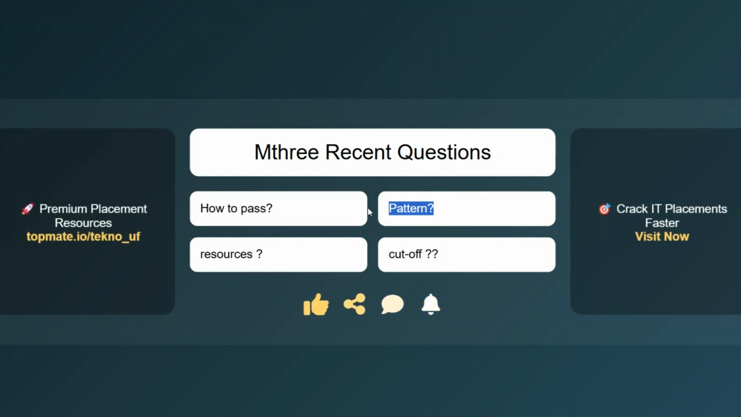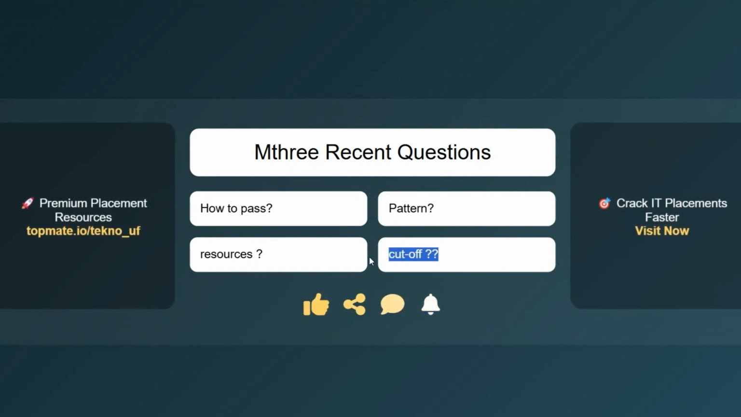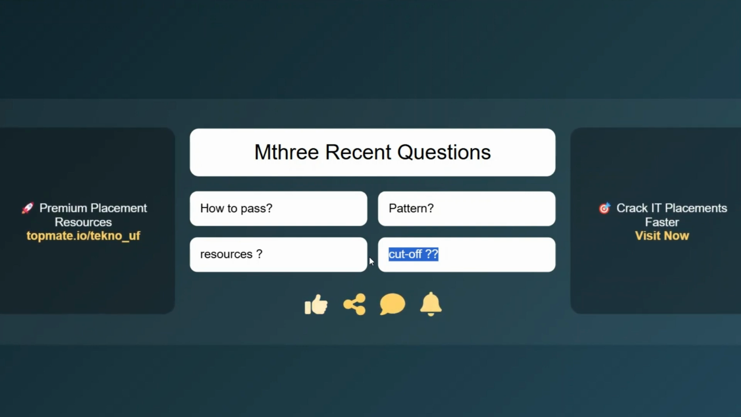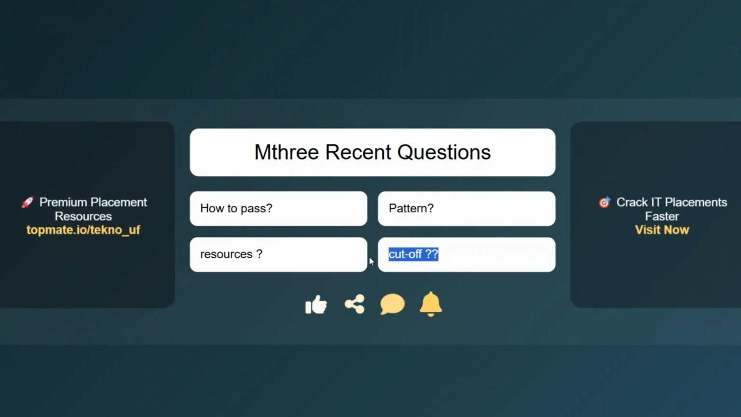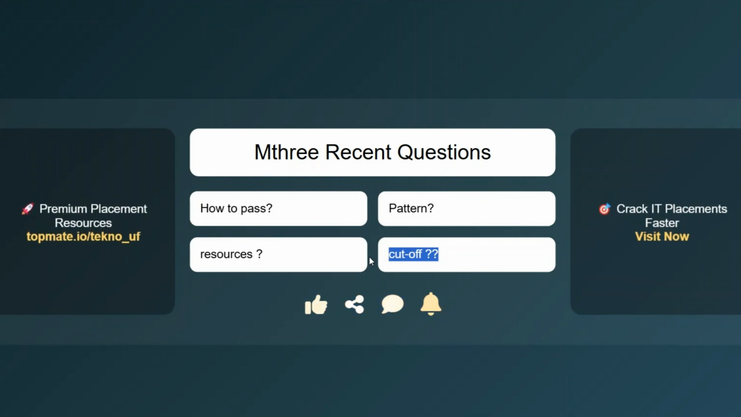Now what's the cutoff? You have to at least solve one coding question with full test cases passing, and also you have to clear the aptitude part as well. Now how to pass? That is just get the cutoff, nothing else.